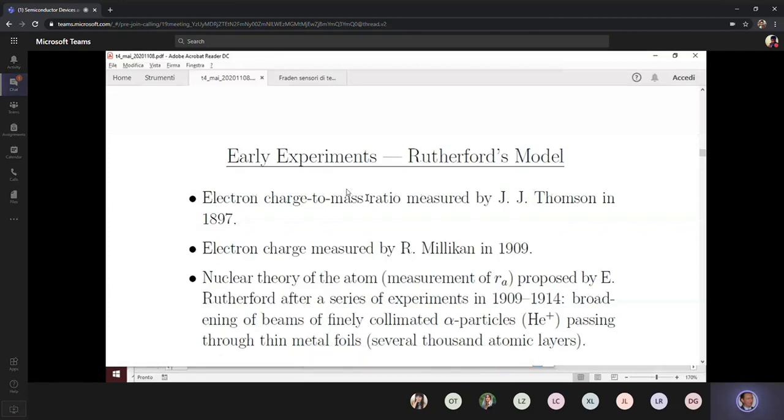Okay, so with the analysis of the two types or three types of thermal sensors, we have concluded the part of the program that is related to solid-state sensors. And we now pass to the last part of the course that deals with quantum computation.